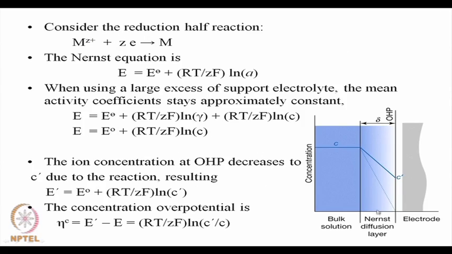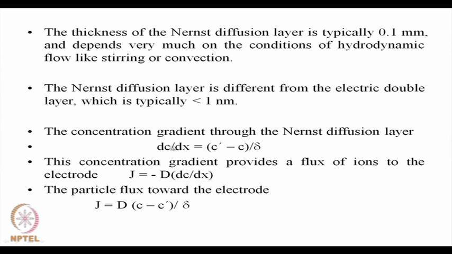Now, the concentration gradient through the Nernst diffusion layer, where delta is the thickness. So, dc/dx is the concentration gradient, which is nothing but the difference in concentration, that is bulk minus that at the electrode, divided by delta. This concentration gradient provides a flux of ions to the electrode, where J is proportional to dc/dx, and of course, this is the diffusion coefficient.